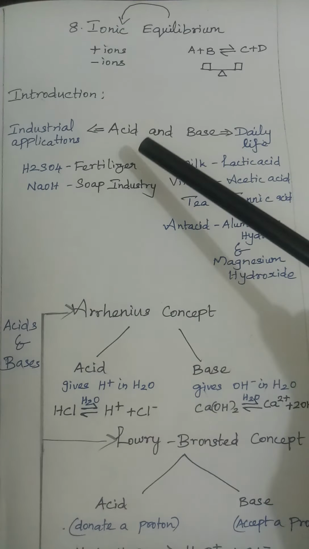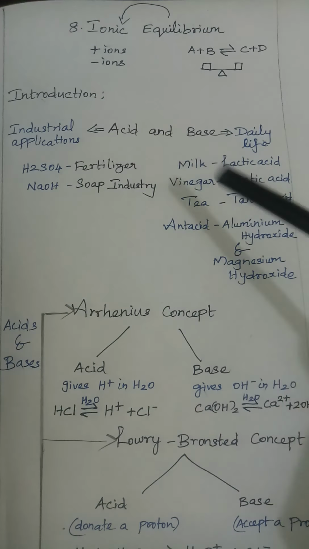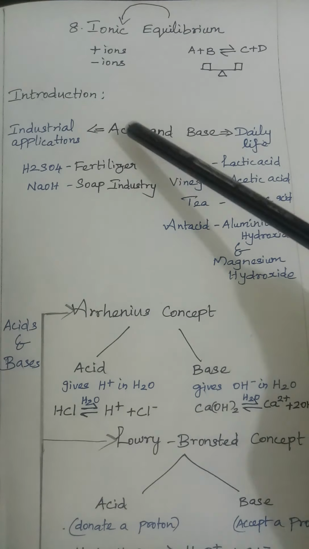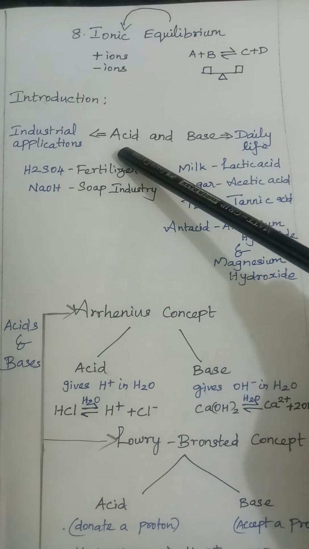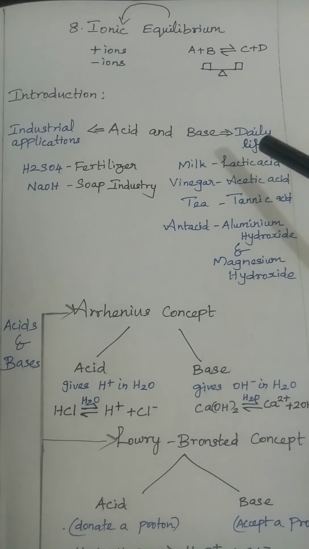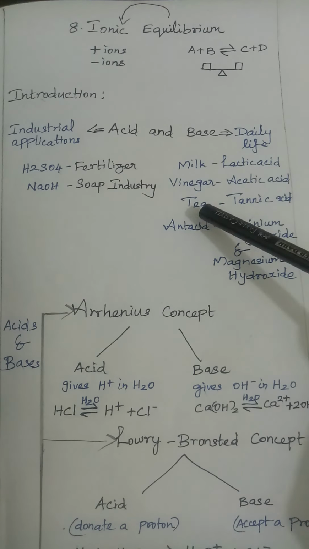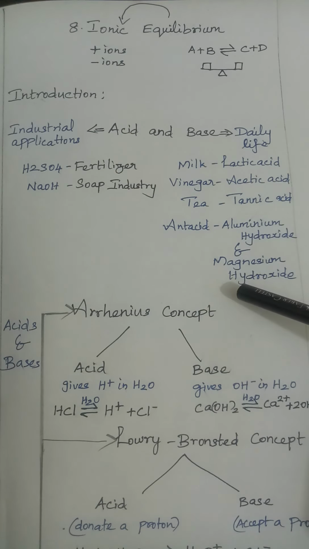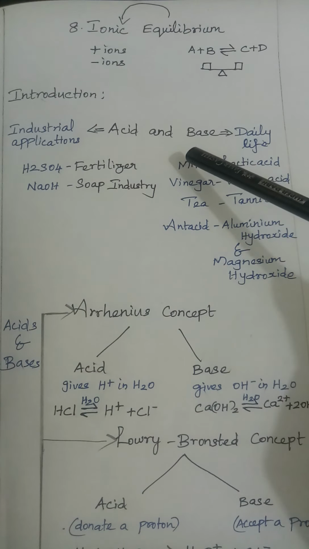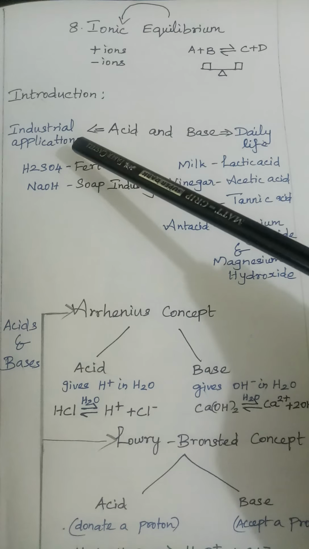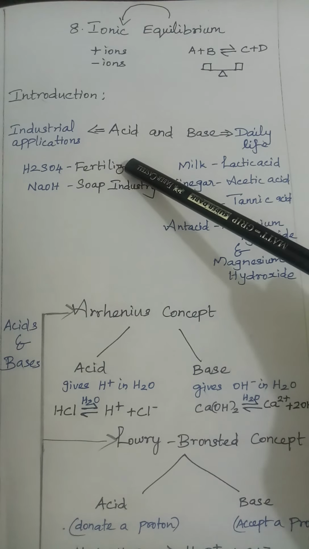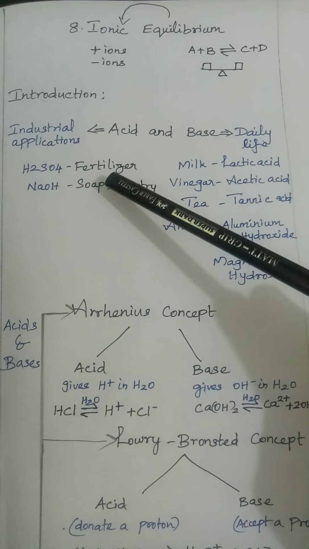What is the reason to understand the behavior of acids and bases? Because they are used in daily life and also have industrial applications. Acids and bases are used in daily life. For example, milk contains lactic acid, vinegar contains acetic acid, tea contains tannic acid. Antacids contain aluminum hydroxide and magnesium hydroxide. Acids and bases have industrial applications also. For example, sulfuric acid is used in the fertilizer industry, and sodium hydroxide is used in the soap industry.